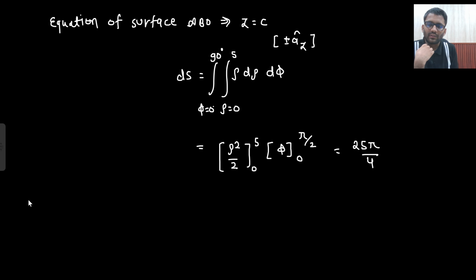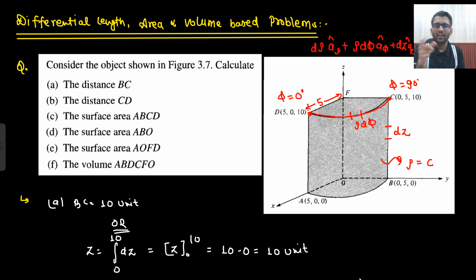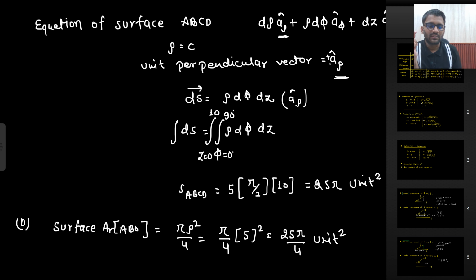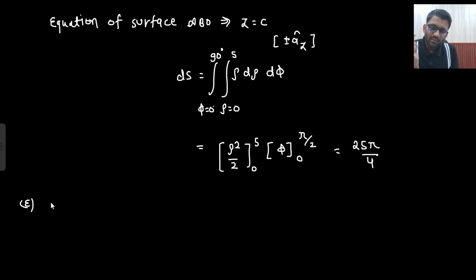Okay, surface area. Now E. What is E saying? AOFD. This surface area I need to find. You let me know what is constant here and what is changing. R is changing and Z is also changing, but phi is constant at 0 degree. These things we have already seen in the basics, so now you will not be afraid of all these things, right?